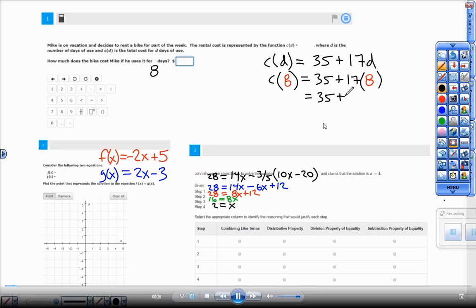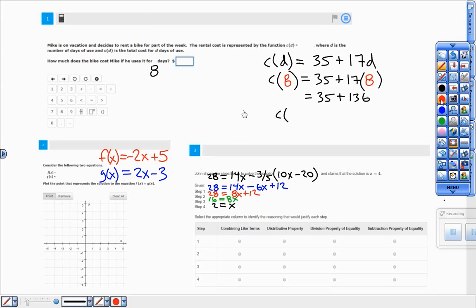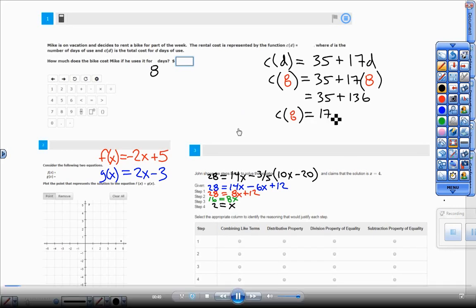this one's going to be 136 plus that 35. If I add those two up, that gives me, after 8 days, I've spent $171. Days is my independent variable. Cost is my dependent variable. Independent, my x value, my days.